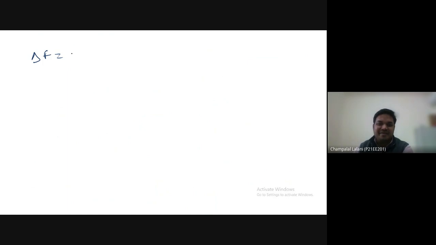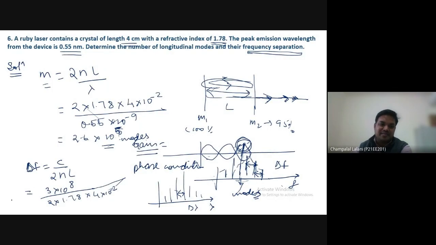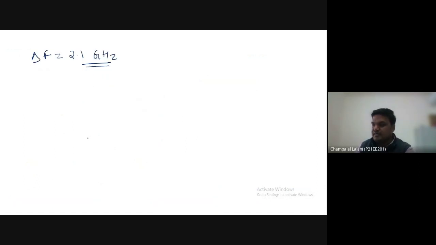Again, I am getting 2.1 gigahertz. Okay, I will check the numerical calculation part. There may be some mistakes, but the theory and the values are the same. Has anyone else got the answer? Then it will be verified whether it is 1.4 or 2.1 gigahertz.